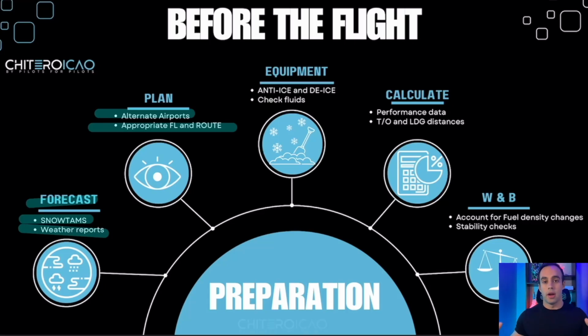We need to be very careful with the planning because the situation requires that extra level of attention. Okay, all right, so we checked the forecast, we planned our flight, everything's fine. Now we need to deal with the equipment. First, we need to have the anti-ice and de-ice. We need to see the differences and how to apply the procedures, if our systems are working, if we can have that, of course, and check the fluids.